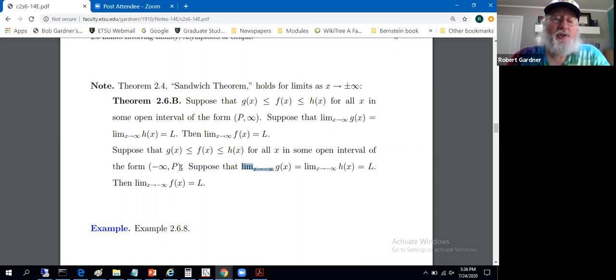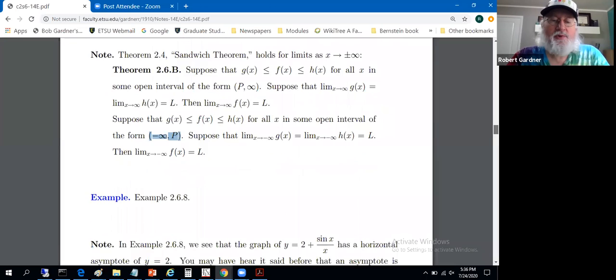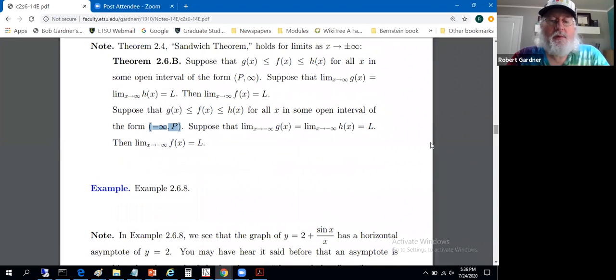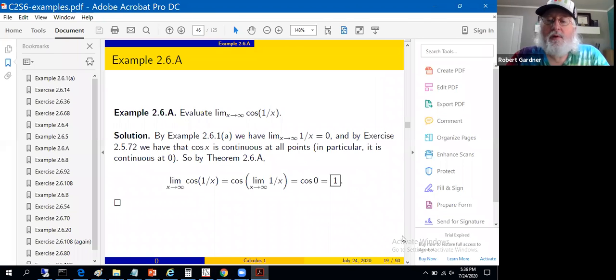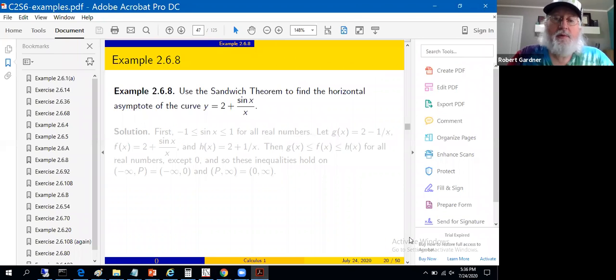We could say a similar thing if we wanted to consider limits as x approaches negative infinity. We just have to change it to having the inequality hold for sufficiently large negative x values on an open interval of the form negative infinity up to p. So this includes arbitrarily large input values x that are negative. And it's the same type of conclusion, of course. If g and h have the same limit, then f has that common limit L. Let's illustrate that as follows.